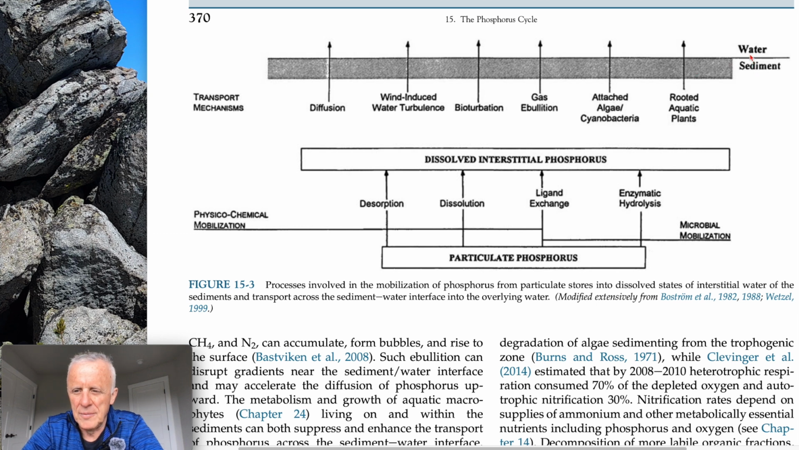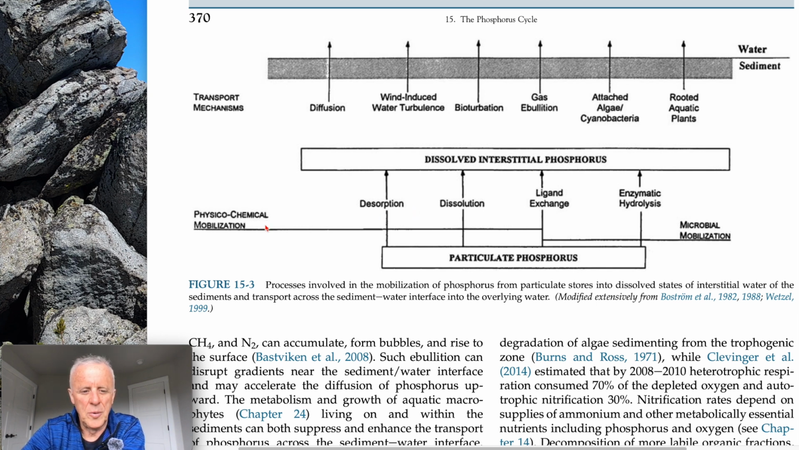So we have the sediment here, and then we have the water, and then we have, therefore, that interface between the sediment and the water. And then we have particulate phosphorus, and then we have dissolved interstitial phosphorus here. So two different types of phosphorus. One is phosphorus that is on particles or as particulate itself, and then we have the fraction of phosphorus that is in dissolved form in the water within the interstitial space, within the pore space of the sediment.